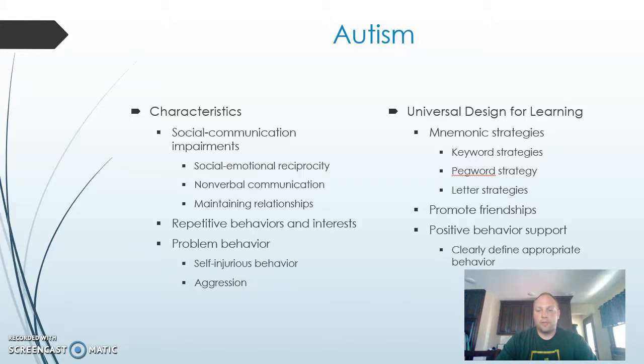Positive behavior support. Clearly define appropriate behavior. This can be school-wide. A lot of schools do that. This can be class-wide. This could be just for the student, but it is definitely important to define exactly what it is to these students, what appropriate behavior is. A lot of times they don't know what they're doing that is inappropriate. So if they don't know what's wrong, it's not going to get better.